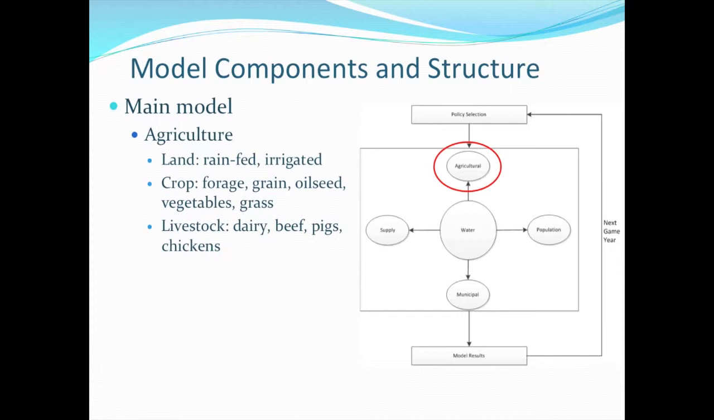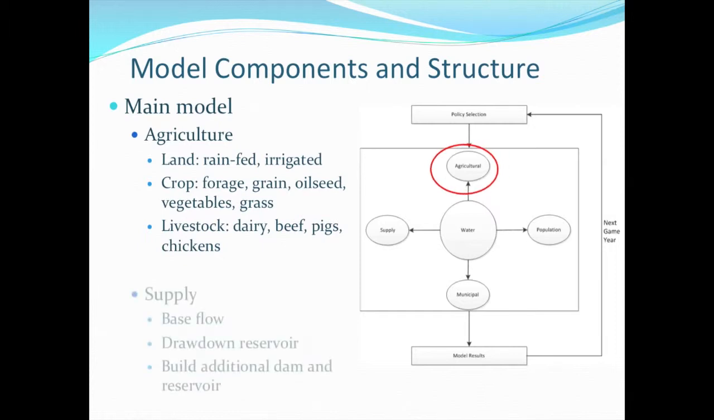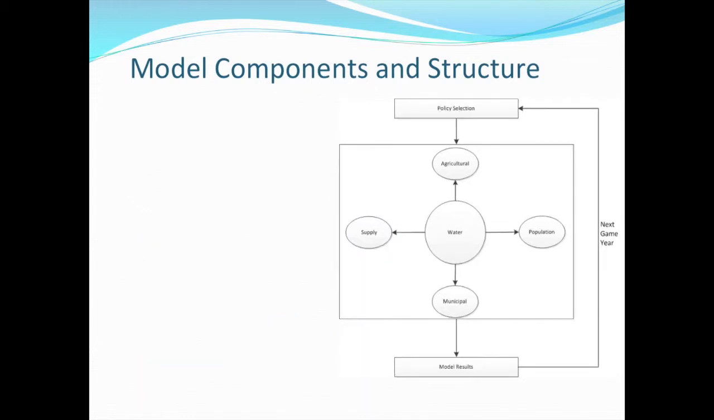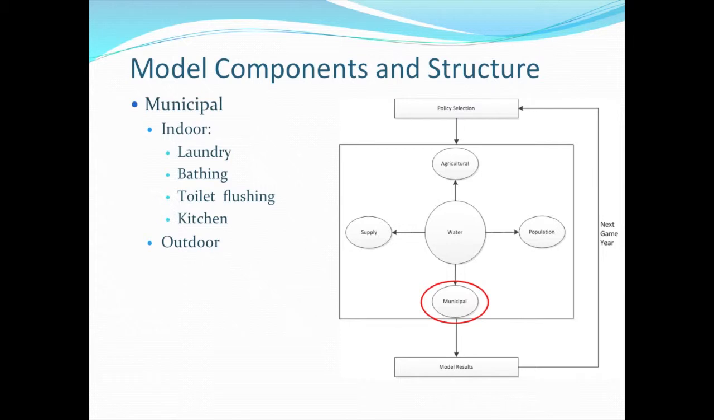For the agriculture part, we got two kinds of land, rain-fed land and irrigated land, and 5 types of crops, 4 types of livestock there. For the water supply, right now it's really simple. It's just the base flow. If you choose to draw down a reservoir or build an additional dam or reservoir, you got some extra amount of supply in your basin. The municipal, we got 4 types of indoor water use and outdoor water use. Population, we got urban and rural population.